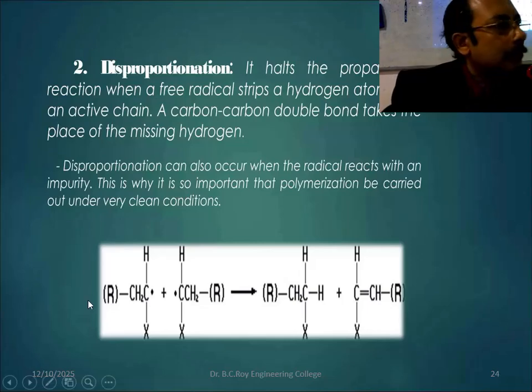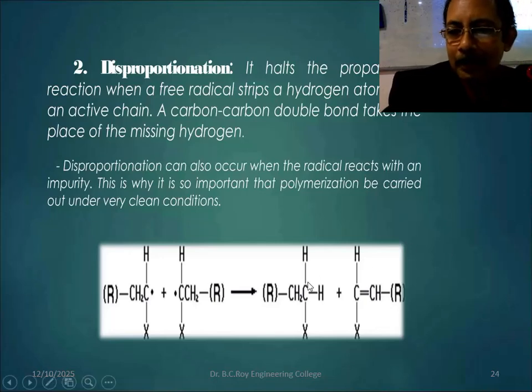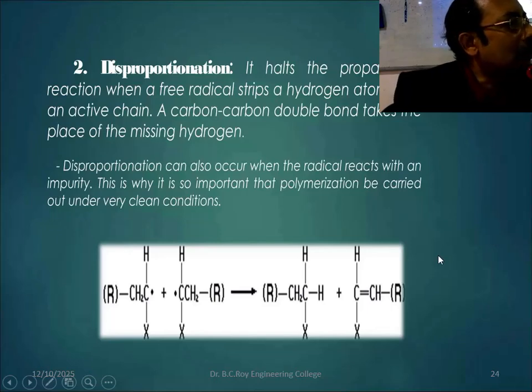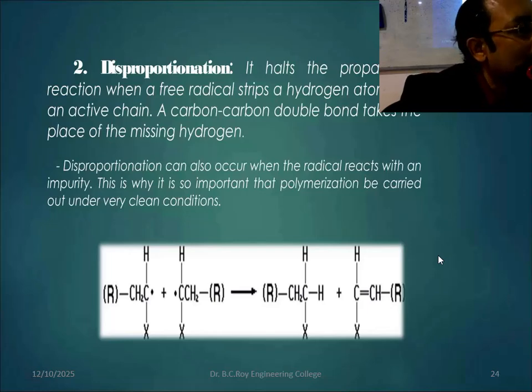This is disproportionation. I already told you that one molecule will donate one hydrogen to the other molecule. So one becomes double bonded, the other becomes an alkane. Alkane and alkene type: this is the alkane type, this is the alkene type. That's called disproportionation. What is the meaning of disproportionation? Oxidation and reduction, both reactions happening in the same molecule. One is getting oxidized, the other is getting reduced. Donating hydrogen is oxidation, and the one getting the hydrogen is getting reduced. It is happening together, called disproportionation.